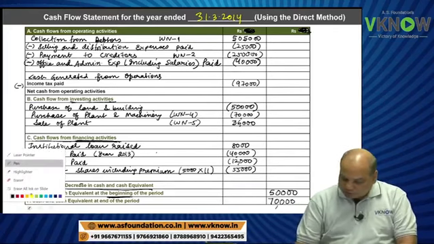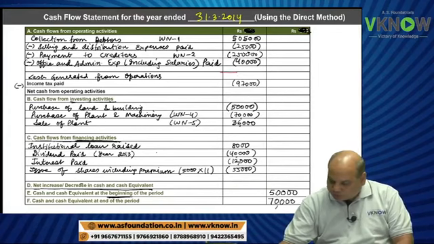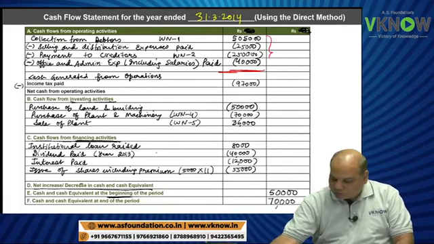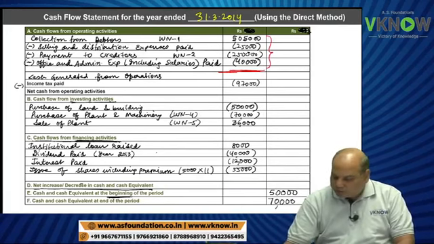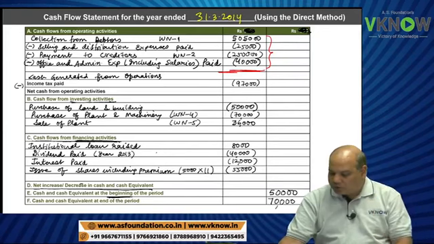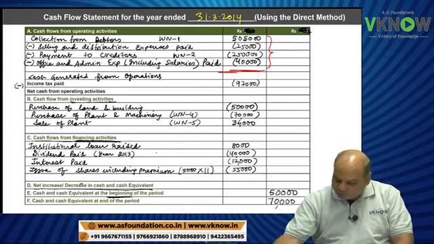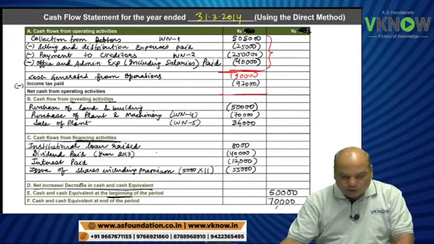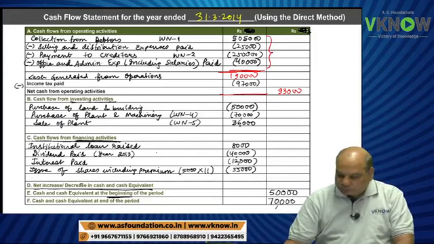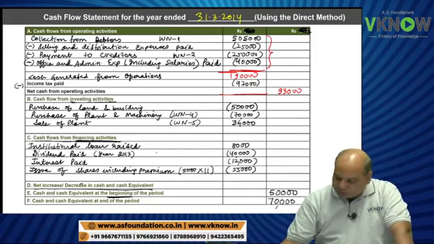So let us check their answer. First, you will give me cash generated from operation. Cash generated from operation will be 5,05,000 minus 25,000 minus 2,50,000 minus 40,000. So that is 1,90,000 minus 97,000. Cash flow from operating activities is 93,000.